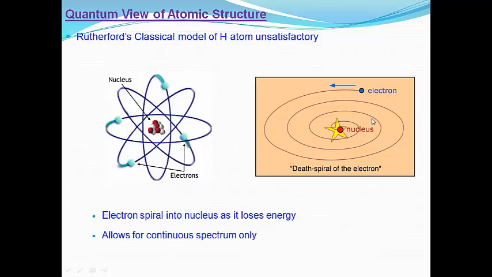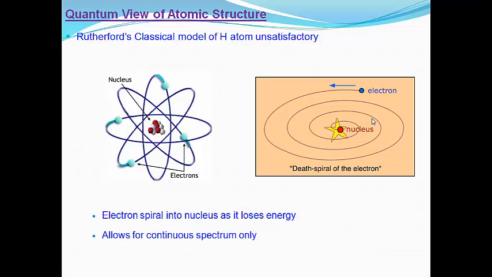You don't have specific energy values. You have a continuous change in energy state from one to another to another. There's a progressive decrease in the energy state as the electron is moving towards the nucleus. And if that is to happen, then that would be equivalent to the production of a continuous spectrum, for example the visible light spectrum, where we have a continuous change in wavelength. The continuous change in wavelength is associated with a continuous change in the energy values.